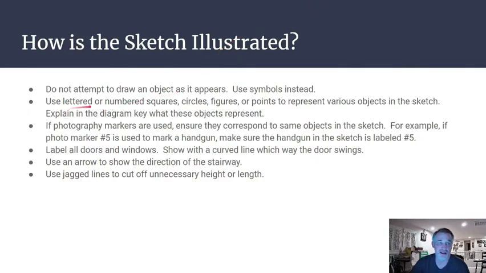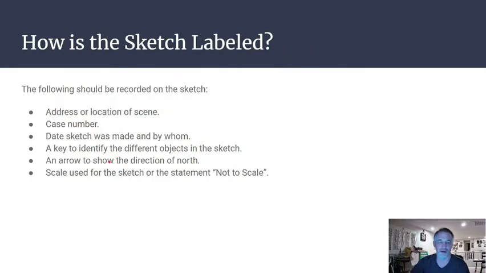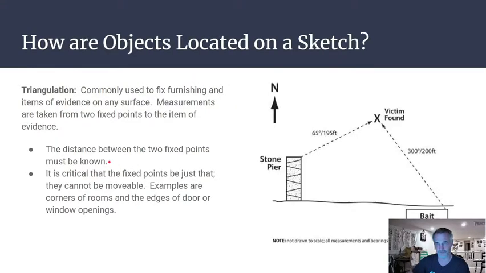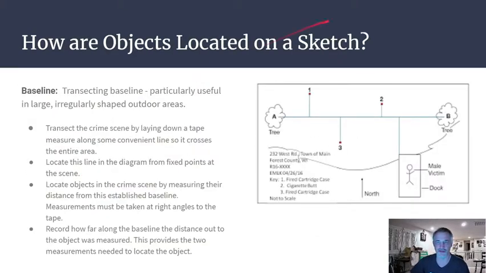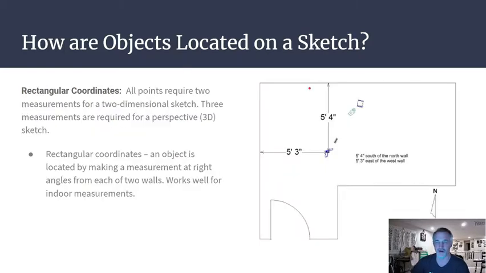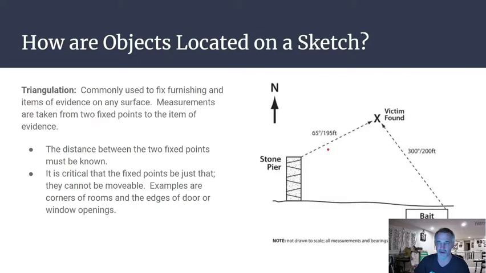So use lettered or numbered squares, circles, figures, or points to represent various objects in the sketch. So even if I went back, let's see if I can go back here. Go back to some of these, they just have simply a dot and a number, okay? Or in this case, they actually have the gun drawn, but it's actually a computer rendering. So if you use computer software, you might be able to get something a little bit more specific. In this case, the symbol X is representing the victim. They didn't actually draw a body.